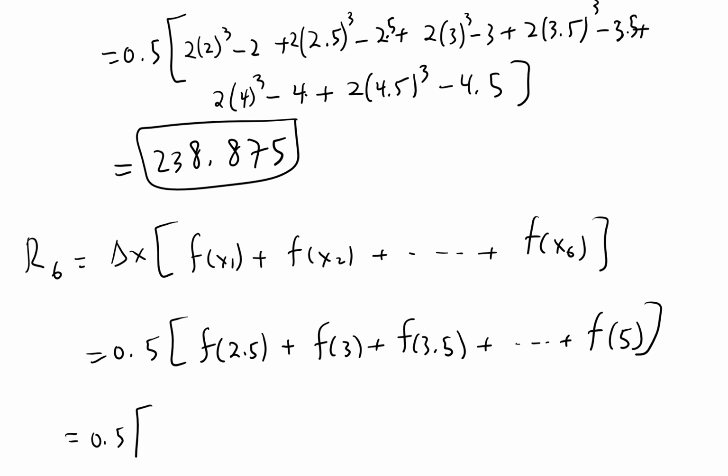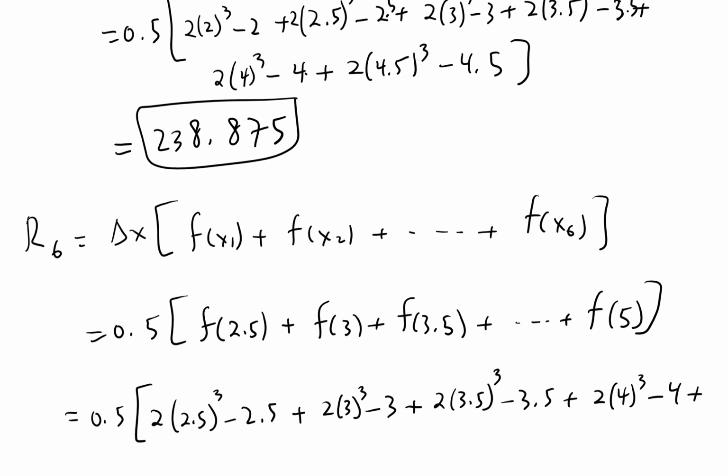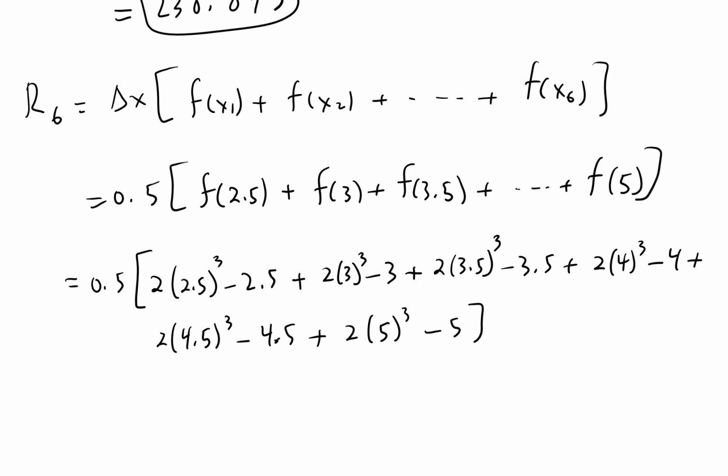Now we're going to substitute into the function. 2 times 2.5 cubed minus 2.5 plus 2 times 3 cubed minus 3 plus 2 times 3.5 cubed minus 3.5 plus 2 times 4 cubed minus 4 plus 2 times 4.5 cubed minus 4.5. Okay, after we put this in the calculator, we get exactly 354.375.